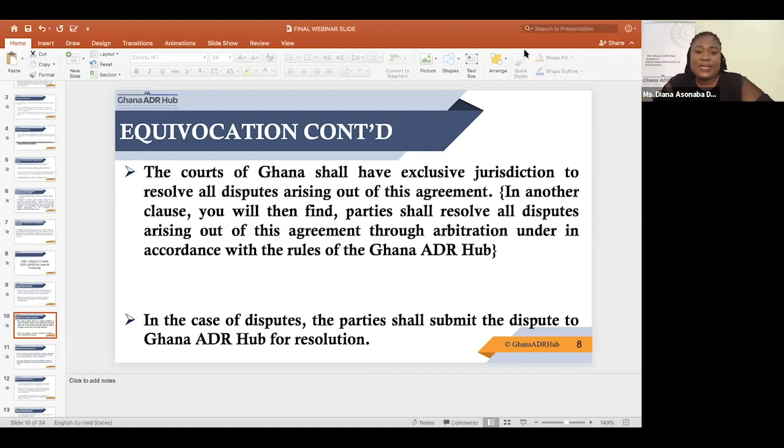So let's see this example. It says that the court of Ghana shall have exclusive jurisdiction to resolve all disputes arising out of this agreement. I've seen this in an agreement before. It was a commercial agreement.